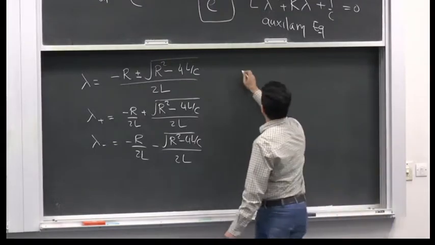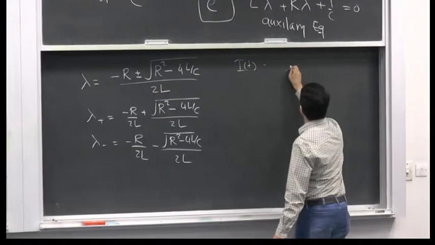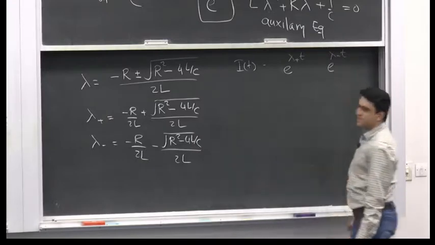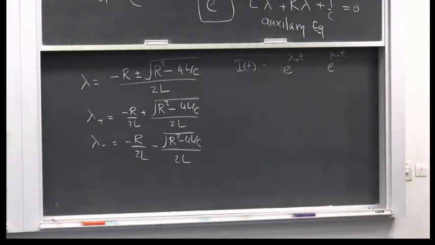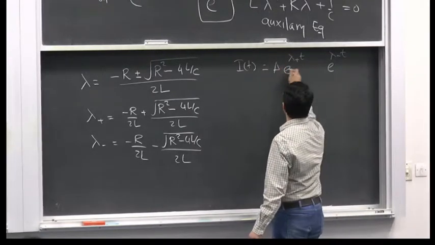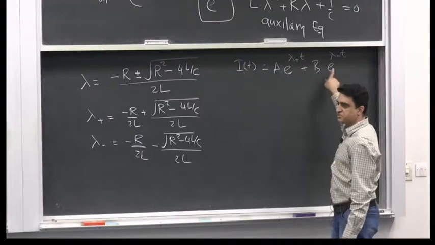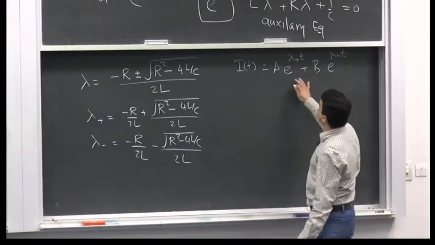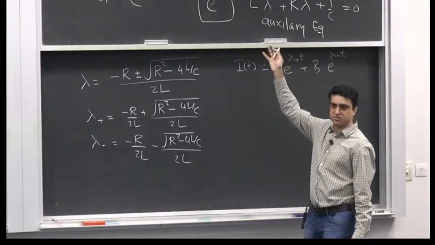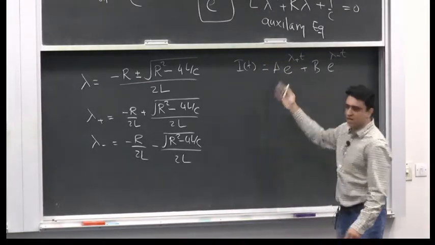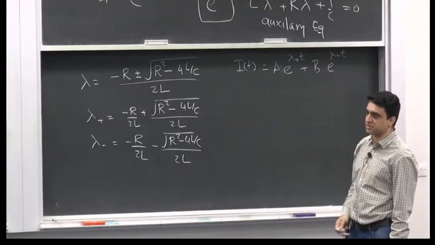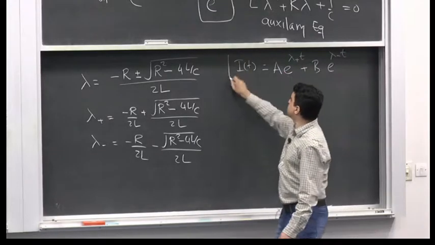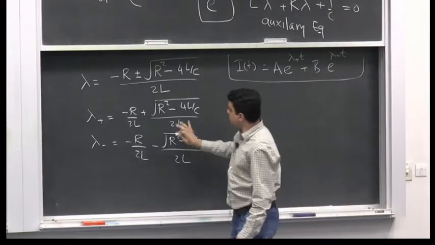The I of t would have two solutions. One would be e raised to the power lambda plus t, and one would be e raised to the power lambda minus t, because it has two roots. In general, you can make a linear superposition of the two solutions. That's always true for any linear differential equation. However many solutions you have, you can just add them up with certain coefficients, and this would also be a solution. So that's the general solution of such a differential equation.